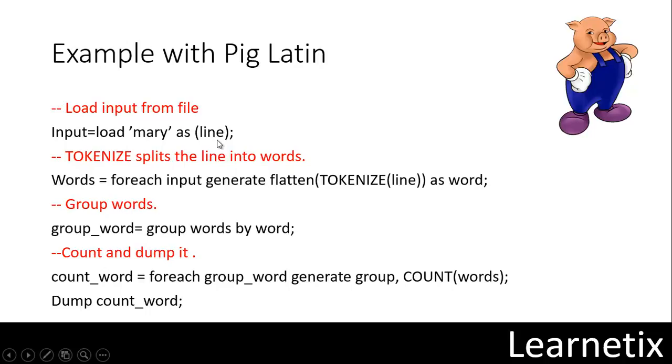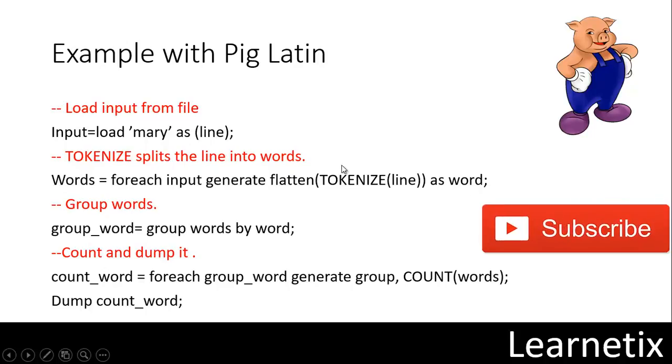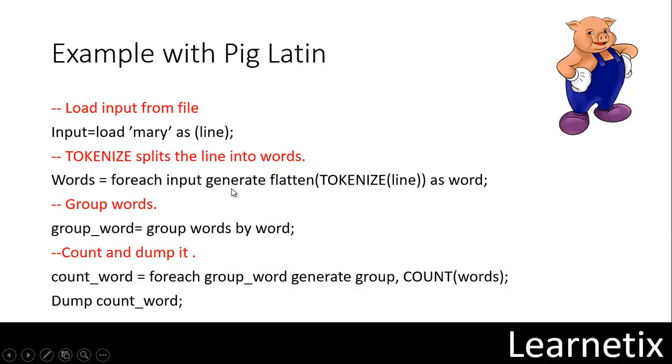After that, we are going to tokenize it and split the line into words. So words is equal to foreach input generate flatten, tokenize the line as words. Don't need to worry about that. I will discuss this code in more detail once we do it in the practical way.